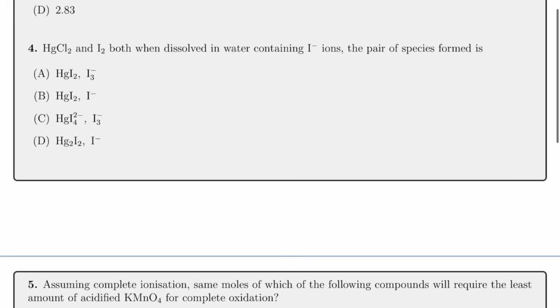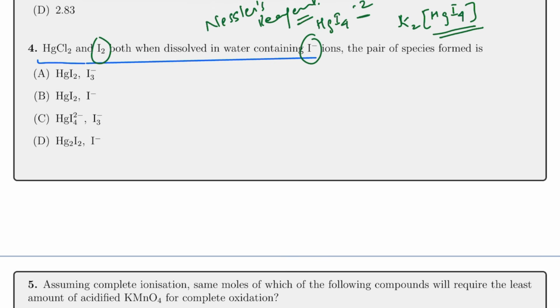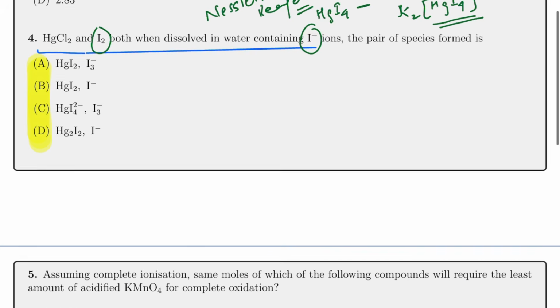Now the fourth one is very important: the reaction of HgCl2 and I minus, when both of them are dissolved in I minus. It's a pretty important compound called HgI4 2-. Or if I take the counter ion aside and write K2HgI4, it's a pretty important compound called Nessler's reagent. So it's very important. And of course, if you have I minus and you have I2, you understand what that will furnish, right?